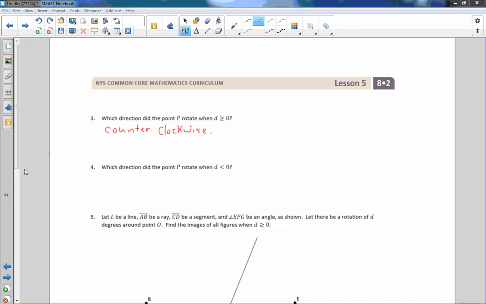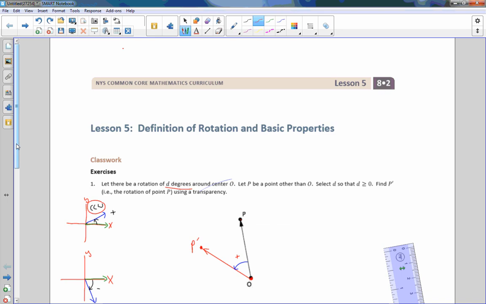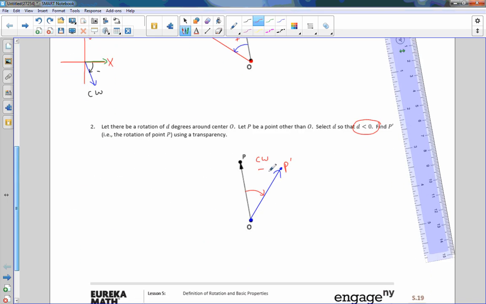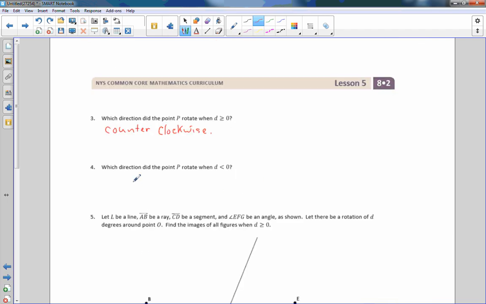Which direction did the point P rotate when D was negative? So that's number 2. When D was a negative rotation, D is less than 0, we went in a clockwise direction, the same way hands go on a clock. So this is a clockwise direction.